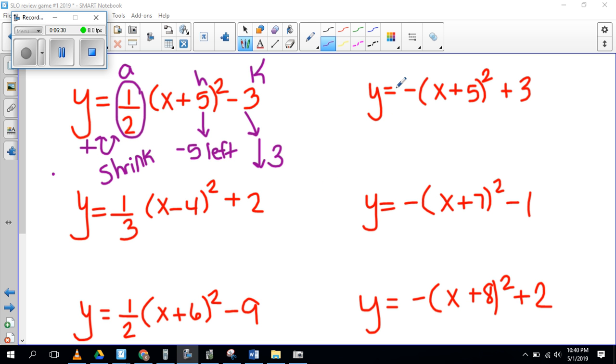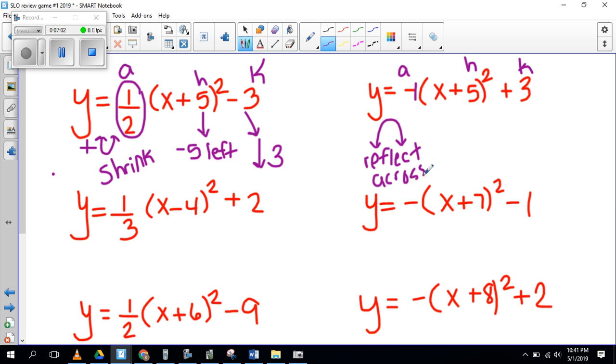Okay, so my next type, I want to identify my A, my H, and my K. If you look here, my A is by that negative sign, but it's understood to be a 1 in front. So A is -1. So automatically I know the negative is going to go down, and it's going to reflect across the X-axis.